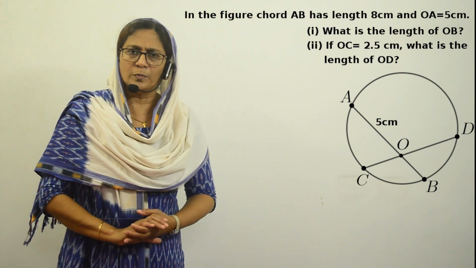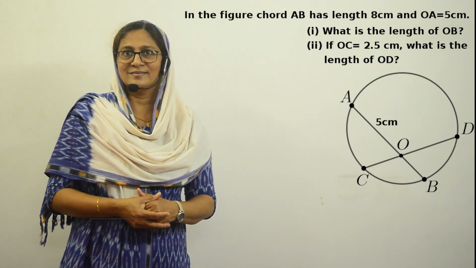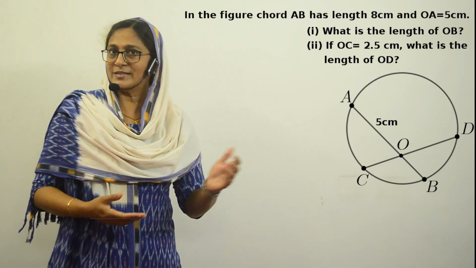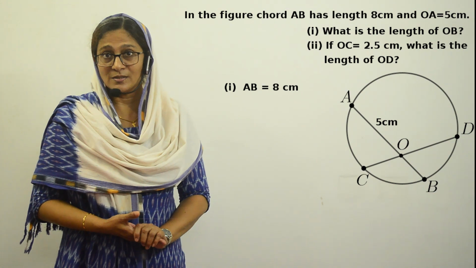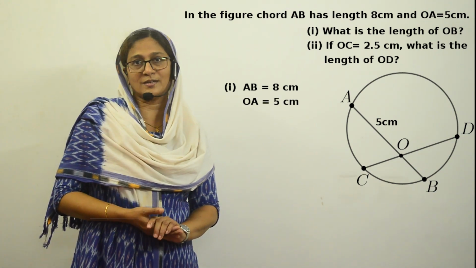What is the length of OB? Come on, you can tell me what is the length of OB. Yes, the chord AB is 8 centimeters and OA is 5 centimeters. So the length of OB will be 8 minus 5, that is 3 centimeters.